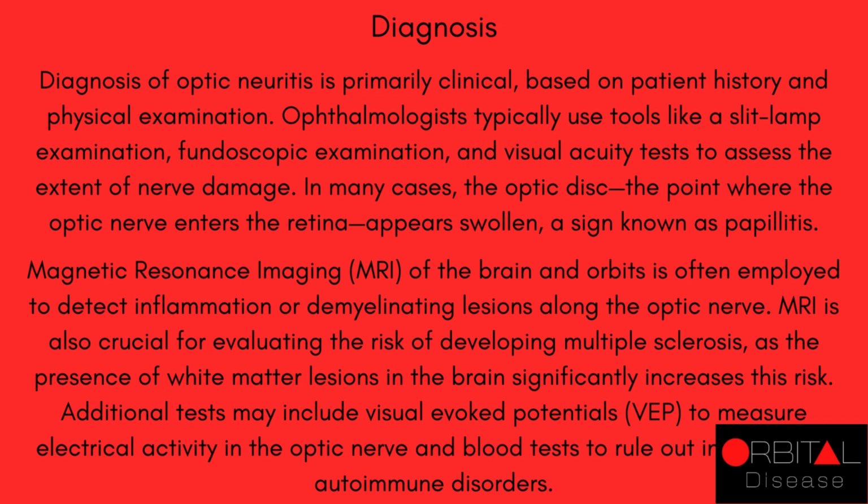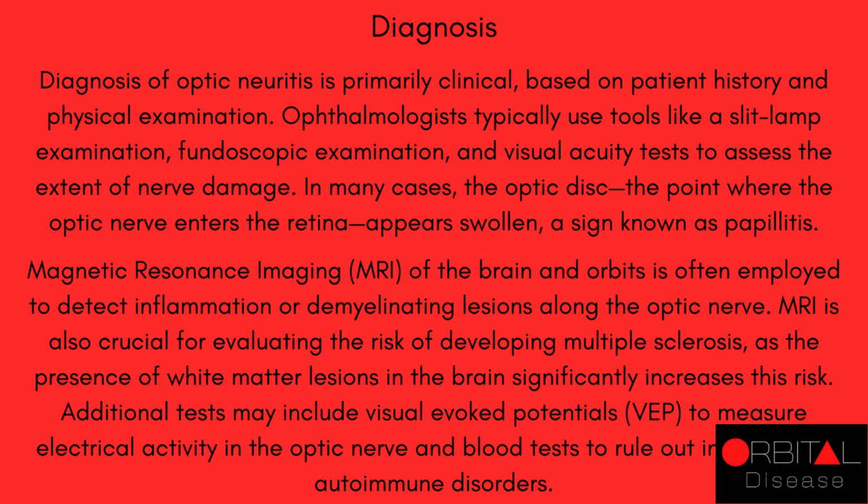Diagnosis. Diagnosis of optic neuritis is primarily clinical, based on patient history and physical examination. Ophthalmologists typically use tools like a slit lamp examination, fundoscopic examination, and visual acuity tests to assess the extent of nerve damage. In many cases, the optic disc, the point where the optic nerve enters the retina, appears swollen, a sign known as papillitis. Magnetic resonance imaging, MRI, of the brain and orbits is often employed to detect inflammation or demyelinating lesions along the optic nerve.